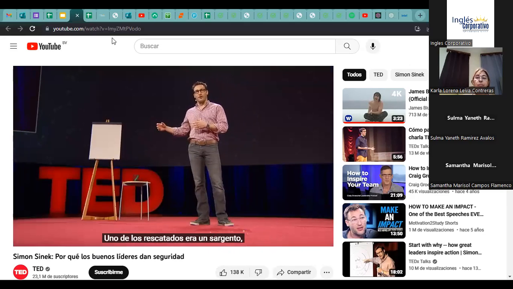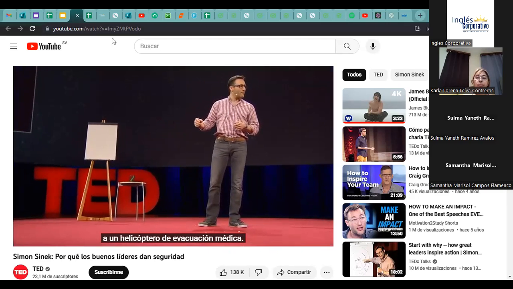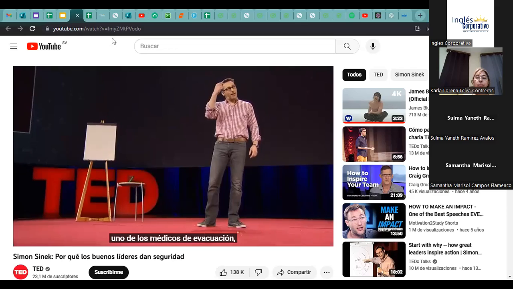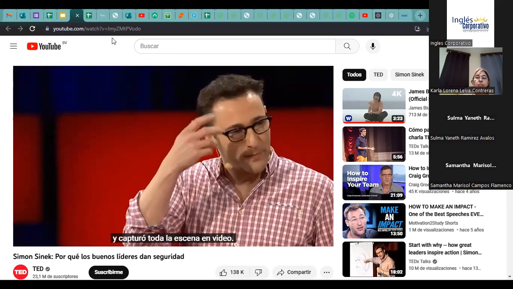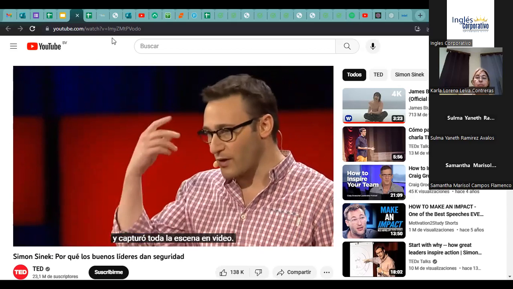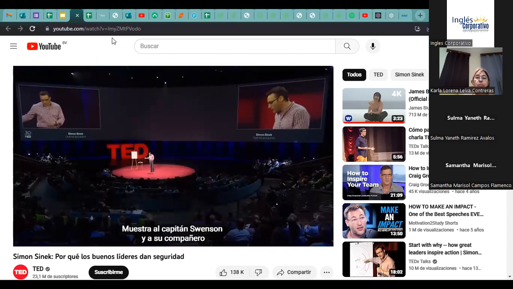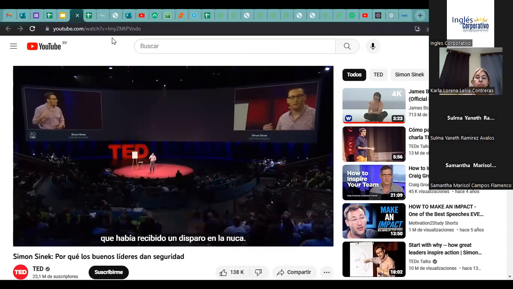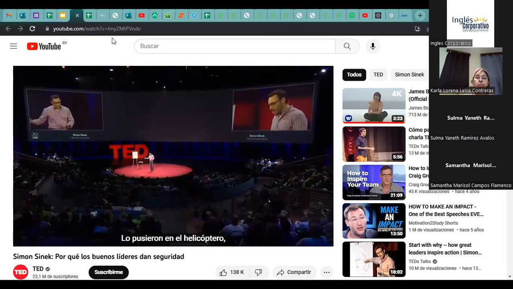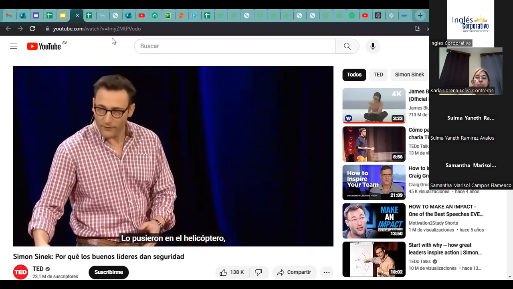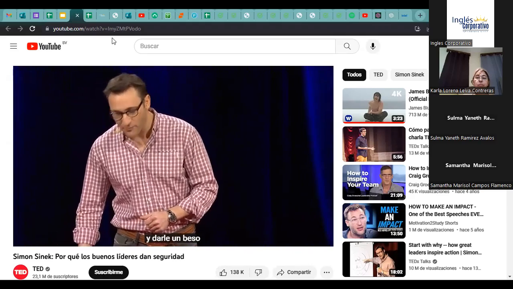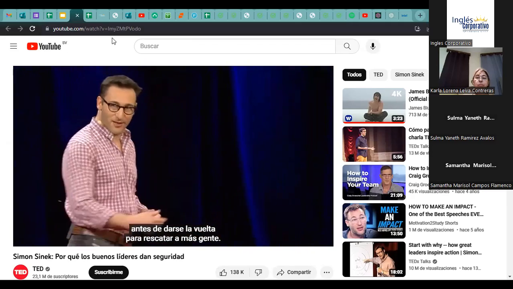One of the people he rescued was a sergeant, and he and a comrade were making their way to a medevac helicopter. And what was remarkable about this day is, by sheer coincidence, one of the medevac medics happened to have a GoPro camera on his helmet and captured the whole scene on camera. It shows Captain Swenson and his comrade bringing this wounded soldier who'd received a gunshot to the neck. They put him in the helicopter, and then you see Captain Swenson bend over and give him a kiss before he turns around to rescue more.